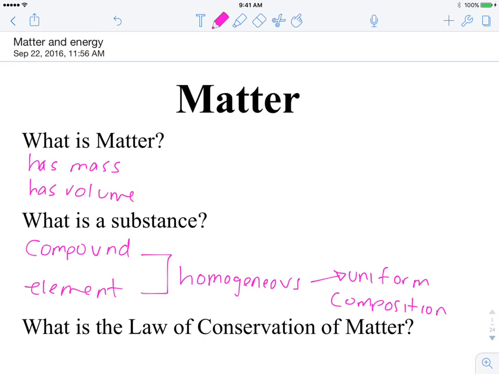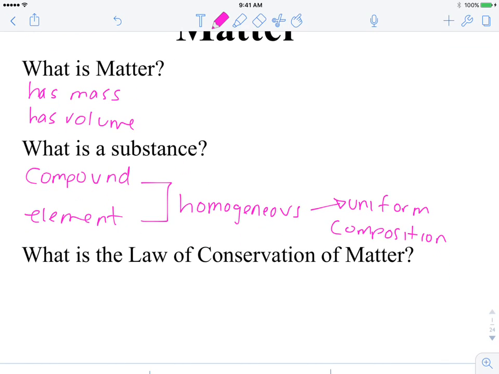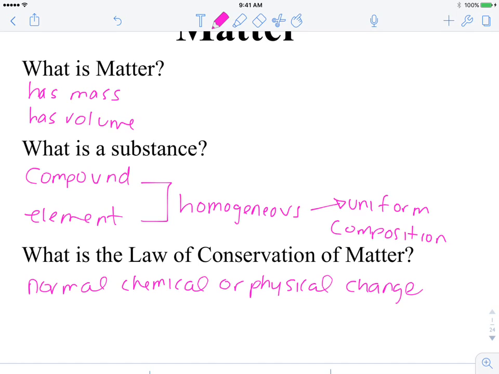Now, the main law for matter that we will always follow is the law of conservation of matter. And what this means is that, when you have a normal chemical reaction or a physical reaction, and I'm going to use the word change for now, the total amounts of all the atoms does not change.